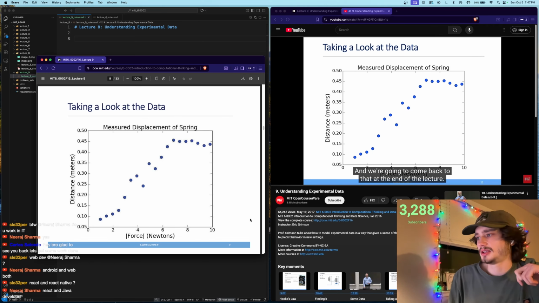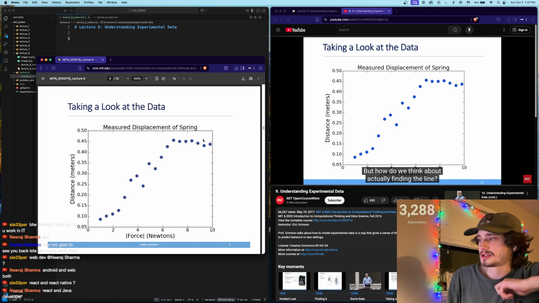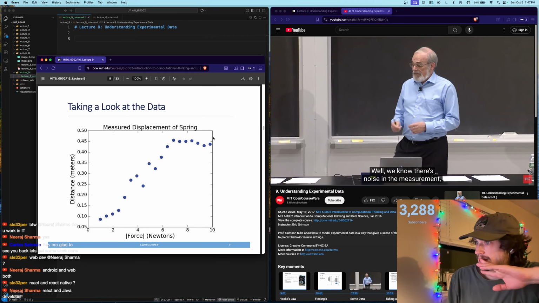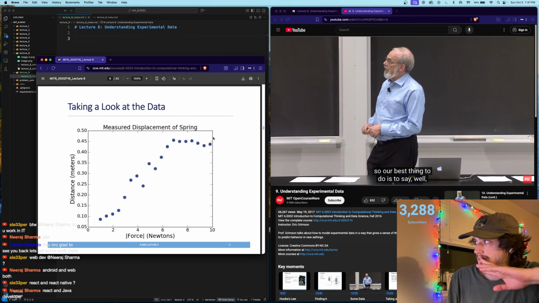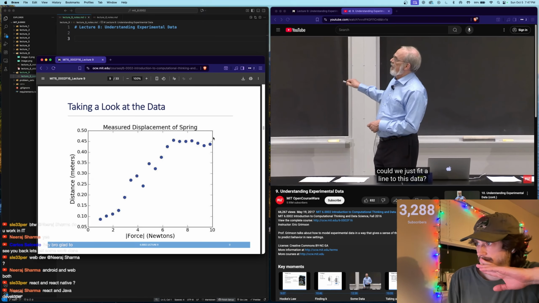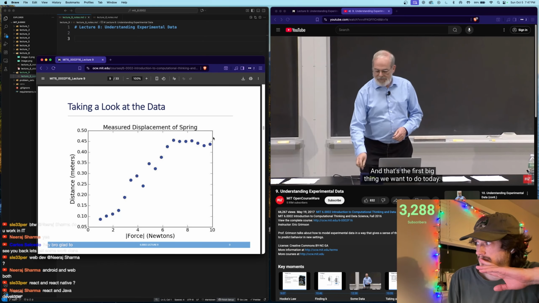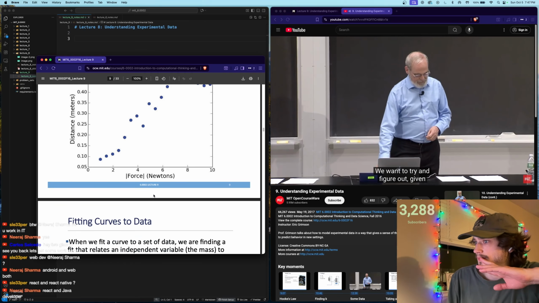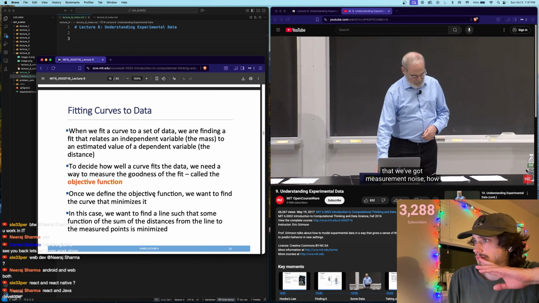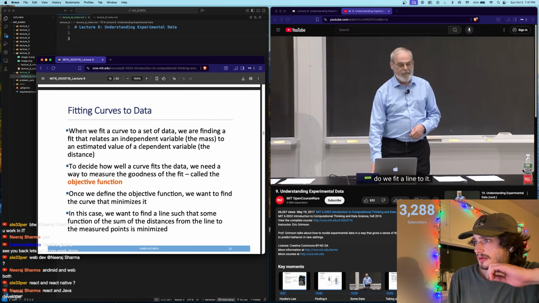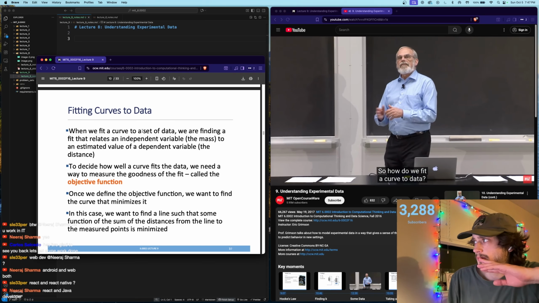But how do we think about finding the line? Well, we know there's noise in the measurements, so our best thing to do is to say, could we just fit a line to this data? And how would we do that? And that's the first big thing we want to do today. We want to try and figure out, given that we got measurement noise, how do we fit curves to data? So how do we fit a curve to data?